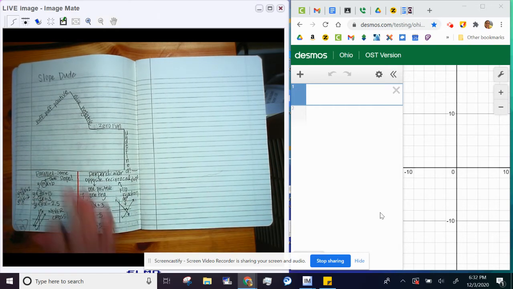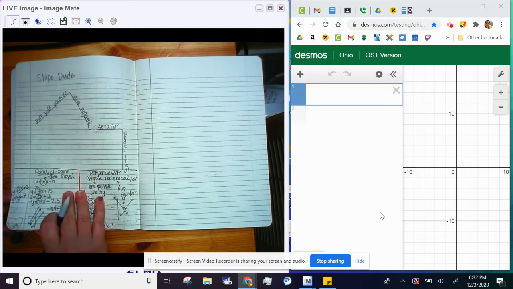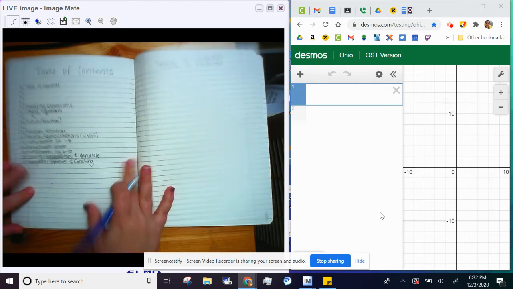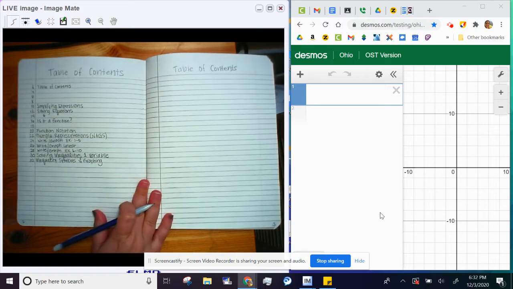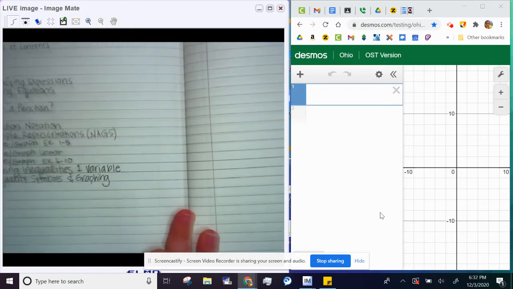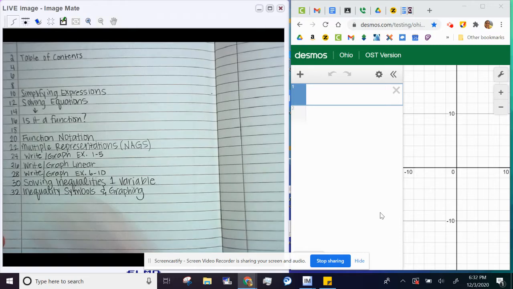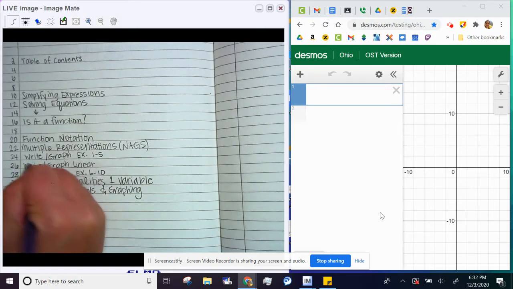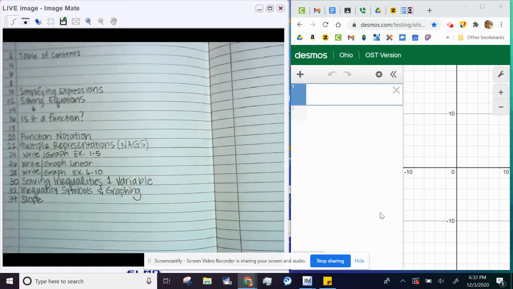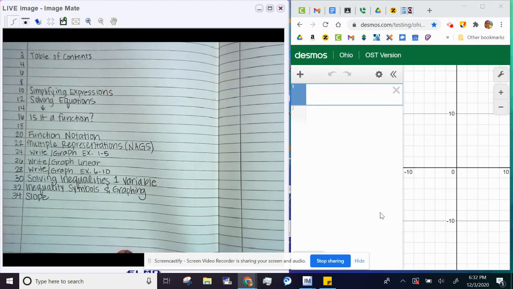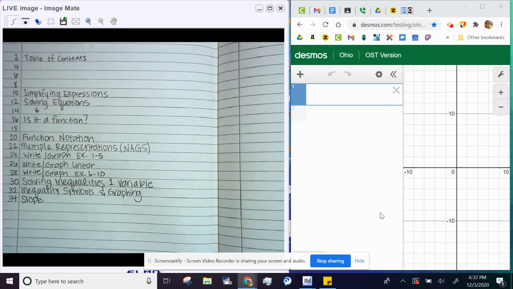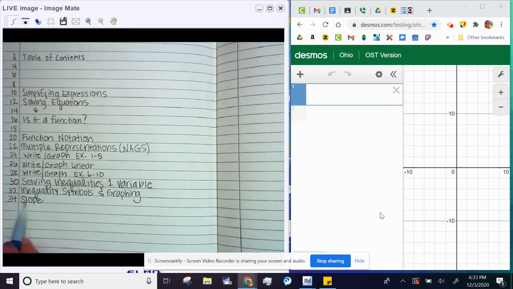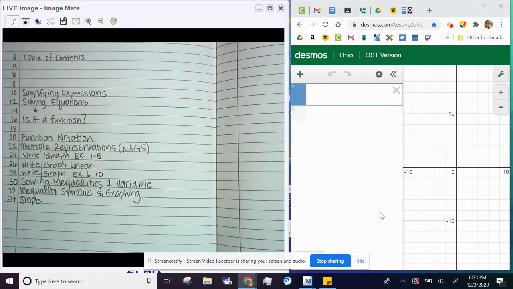And actually, before we do that, we're going to make sure our table of contents is updated because I have not updated mine. So page 2, we have one more thing to add. We need to add page 34 is about slope. Okay, and this is the last topic we're going to cover before the final. Okay, so page 34 is slope. Make sure you have that.